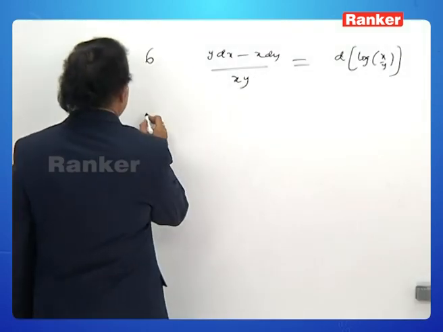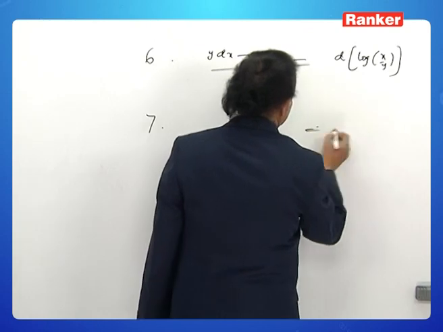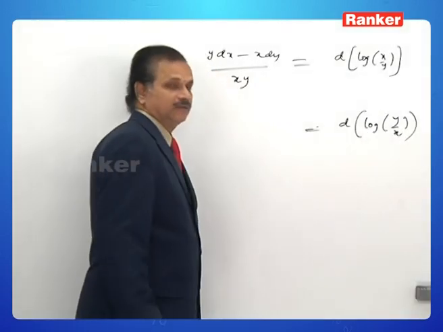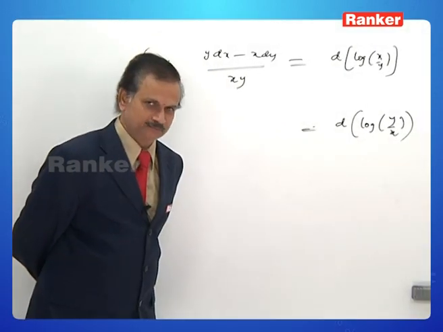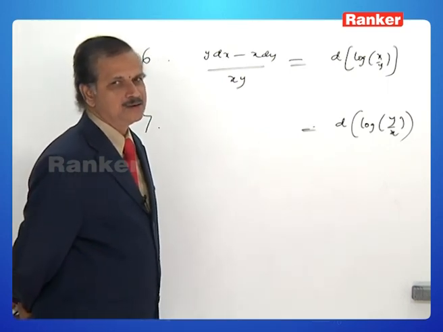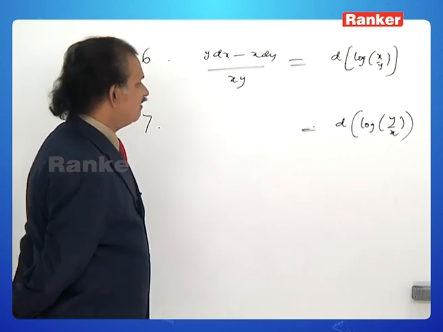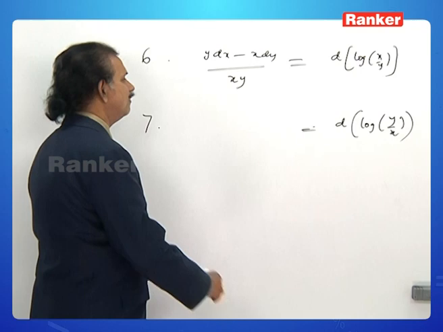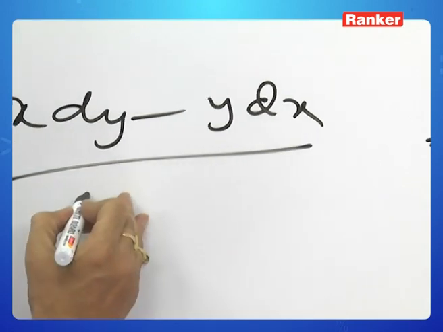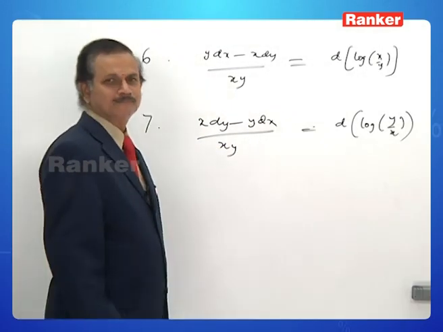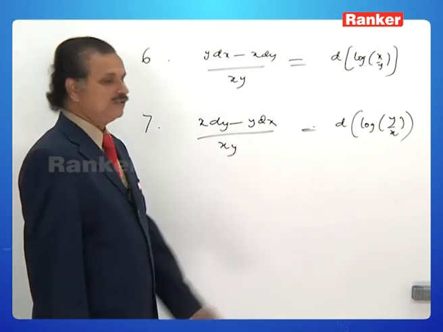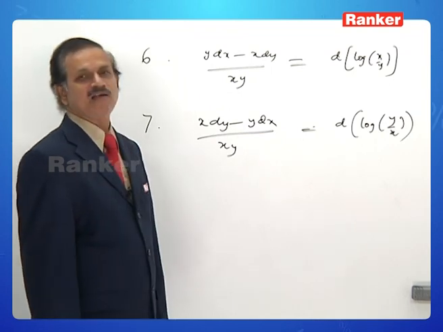Okay then. Now you try to imagine, you try to tell me d of log y by x. What is that? Same old formula. This is x dy minus y dx by xy. That's all. So as and when you look at x dy minus y dx by xy, you must be able to recognize that it is nothing but d of log of y by x.